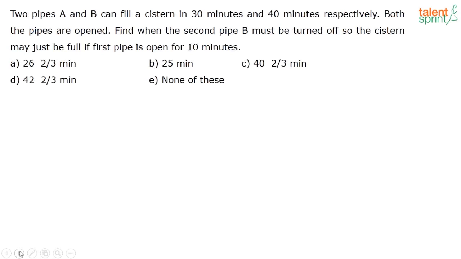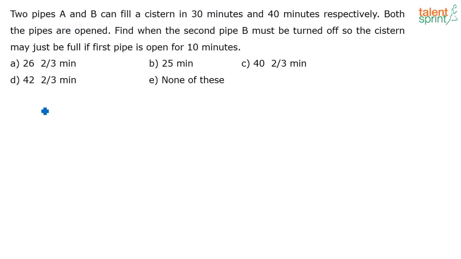Two pipes A and B can fill a cistern in 30 minutes and 40 minutes respectively. Both the pipes are opened. Find when the second pipe B must be turned off so that the cistern may just be full if the first pipe is open for 10 minutes. Two pipes can fill a cistern in 30 minutes and 40 minutes.